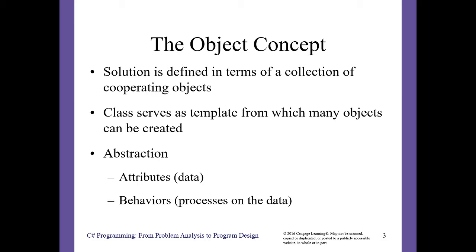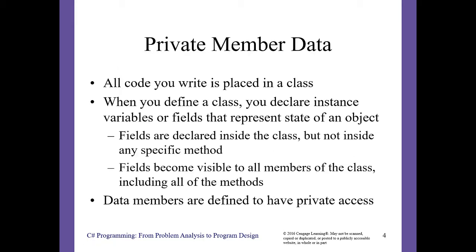Whenever we look at a solution in Visual Studio, we see a collection of projects or files or different things depending on how we're looking at Solution Explorer, but we really can think of these as cooperating objects. The class serves as a template from which we can create many objects. So some important concepts to learn. Abstraction. Abstraction is where we take the data and behaviors of an object and turn them into an abstract concept that we can design or use in a program.